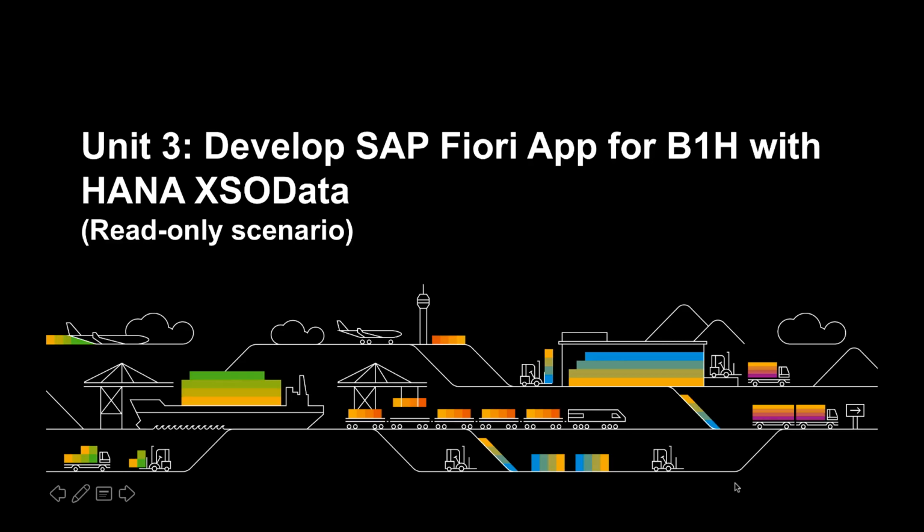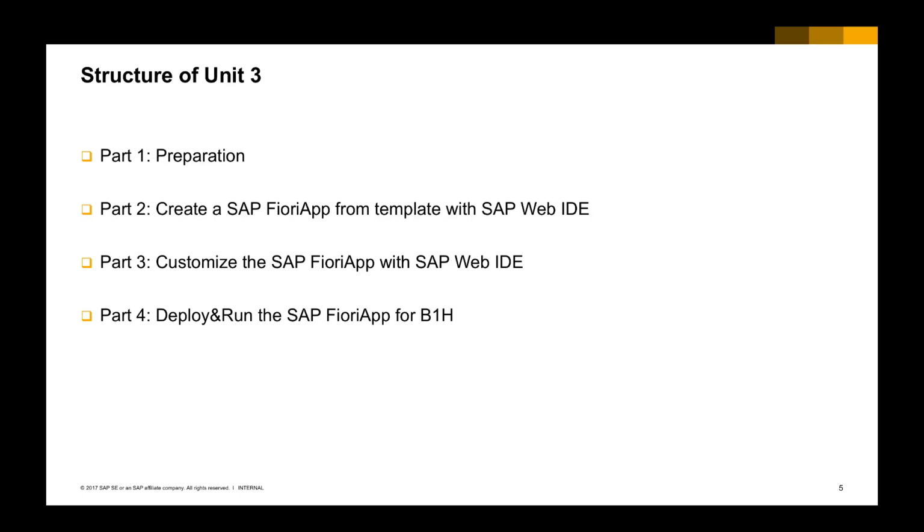Unit 3. Develop SAP Fiori app for B1H with HANA XSOData for read-only scenario. This unit will be composed of four parts. Part 1, we are going to prepare before we create a Fiori app, such as preparing the backend OData service. Part 2, we're going to create a Fiori app from template with SAP Web IDE. Part 3, we will customize the Fiori app with the SAP Web IDE. Part 4, deploy and run the SAP Fiori app for the B1H.